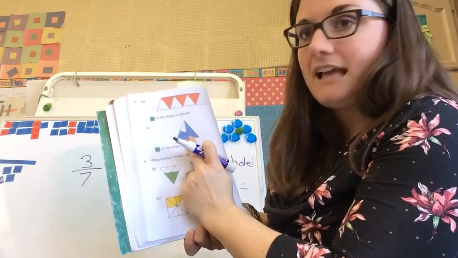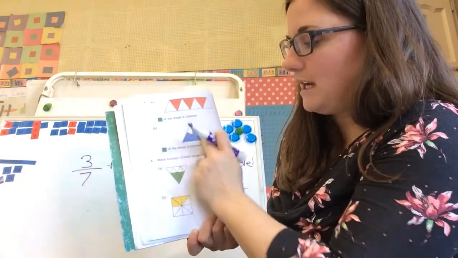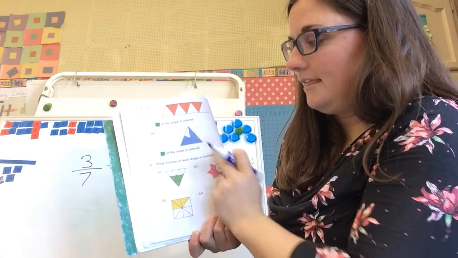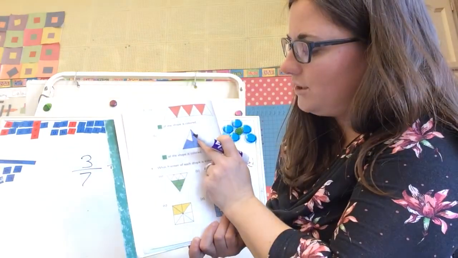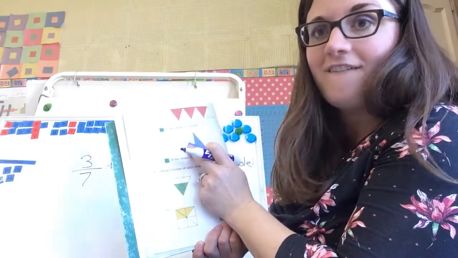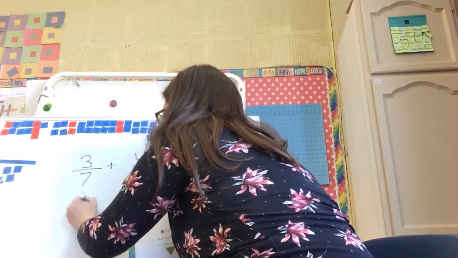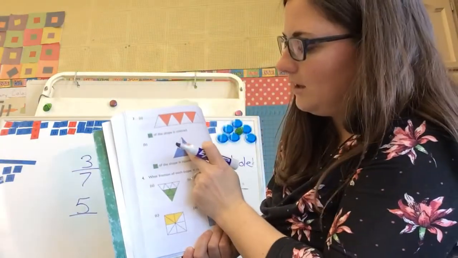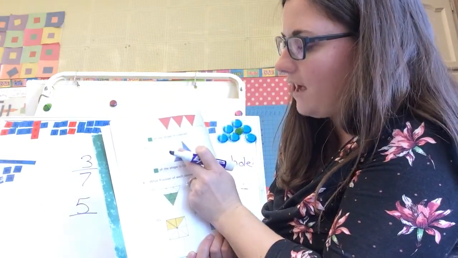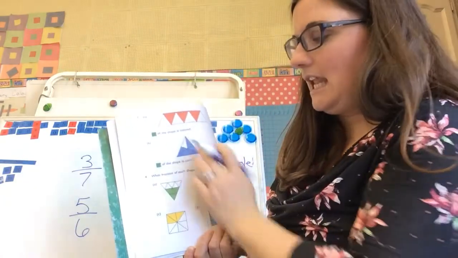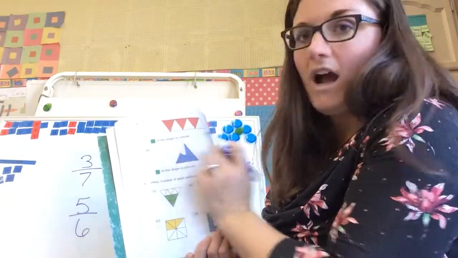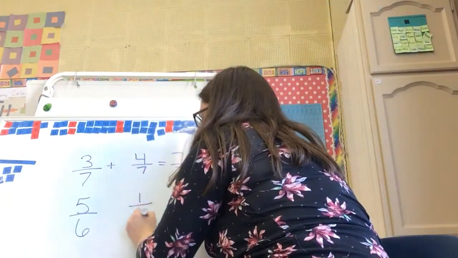Now let's look at this blue triangle that's broken up into smaller triangles. Let's write a fraction for how many are colored blue. Let's count them. 1, 2, 3, 4, 5. 5 of them. And how many total is there? 1, 2, 3, 4, 5, 6. So 5/6 are colored blue. And how many are not colored? 1. 1/6 is not colored.